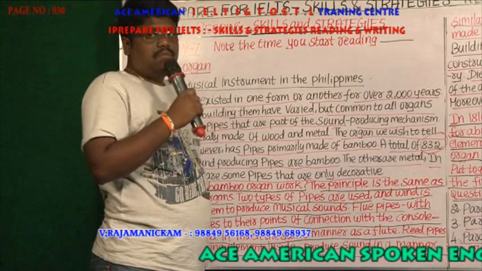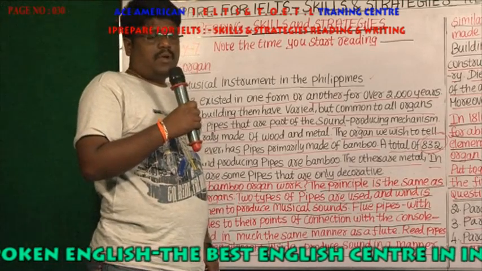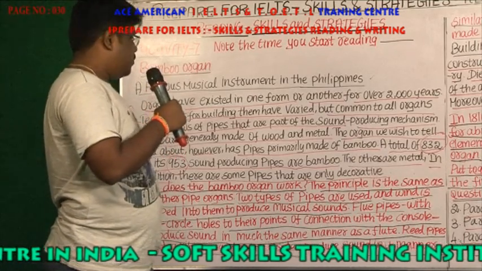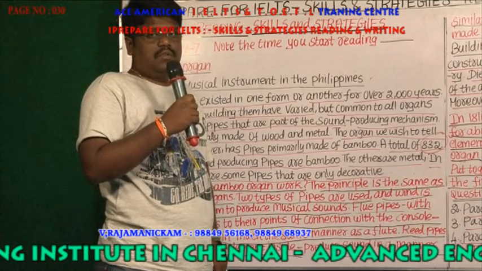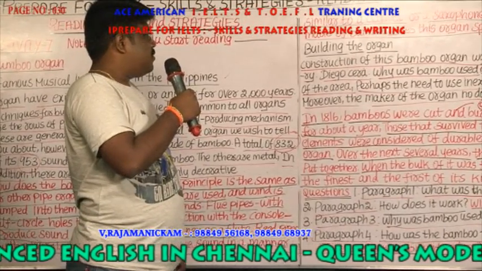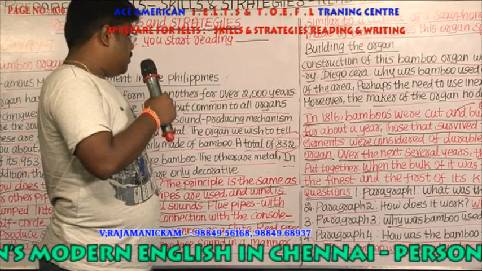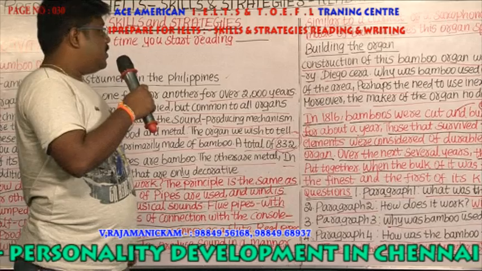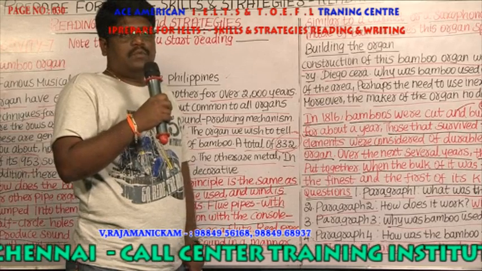And coming to the second paragraph, it says how the bamboo organs work. In the paragraph, we came to know that bamboo organs work by blowing wind into the pipes, and we get the sound. In the third paragraph, we came to know why bamboo was used for these organs. Because in the Philippines, most of the areas are covered with bamboo forests, so the people are used to bamboo, and also it is inexpensive.